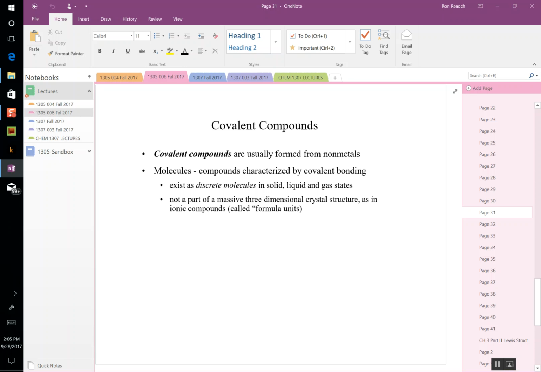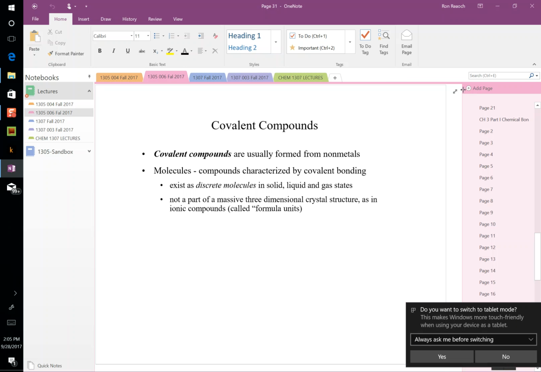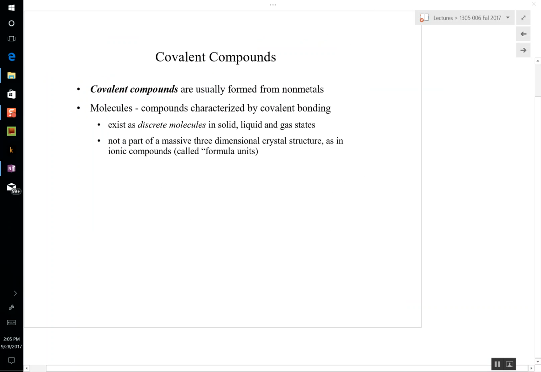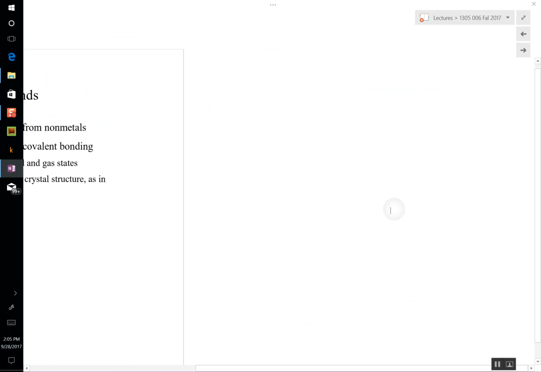All right, so today the main topic we have to finish up with in naming, everything we've said about naming has been focused on ionic compounds. And don't be too concerned here. We don't have as much to cover with covalent, but we do have to show what the subtle difference is between naming those.